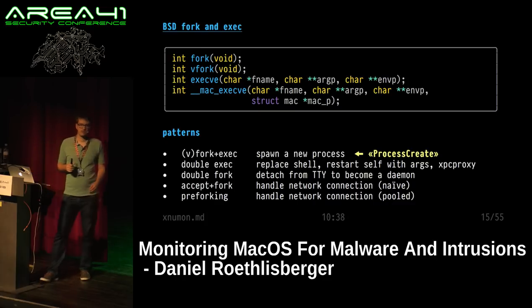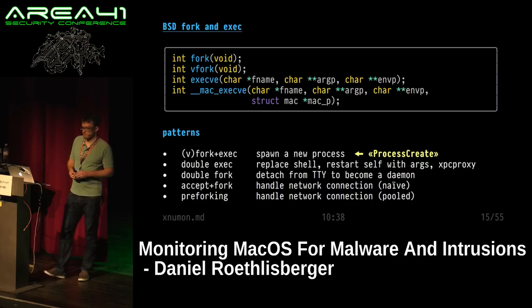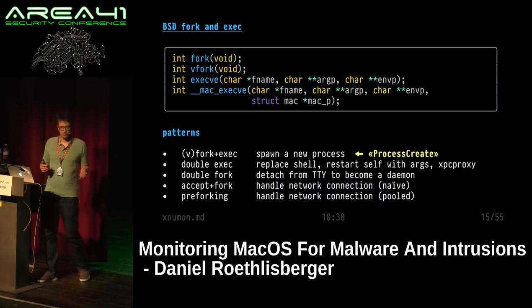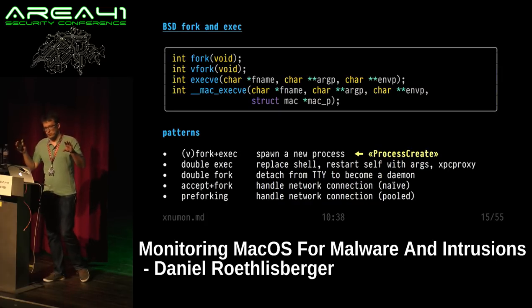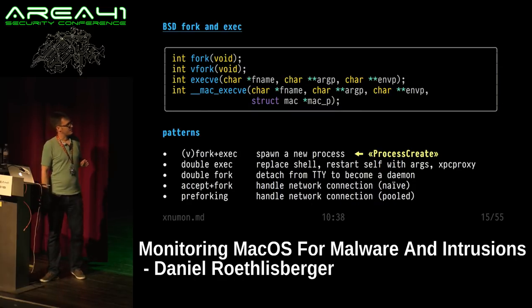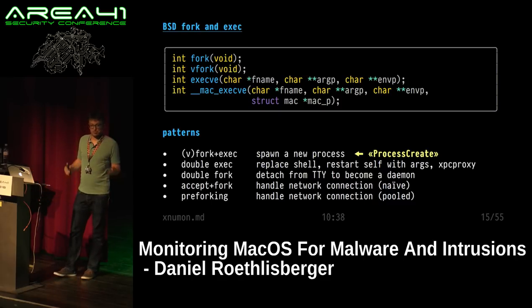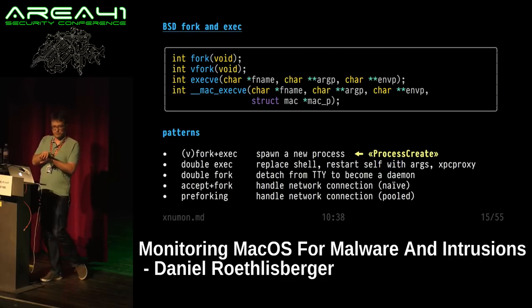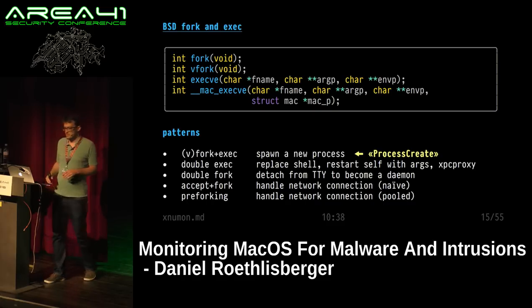Fork and vfork are used to create a new process, but they don't load an actual executable image. So what you usually do to create a new process is you first fork. That kind of clones your process exactly as it is. And then in one of the processes, you call exec to load a new executable image. So that's the first pattern I list here. But that's not the only way to use these two calls. On Windows, this is one system call. But on Unix, and in this regard, the Mac is a Unix system, you can combine them in different ways.